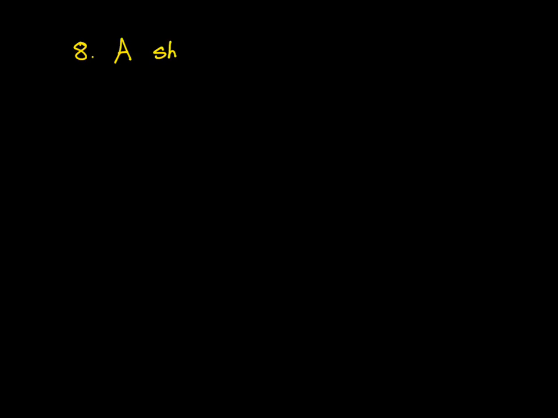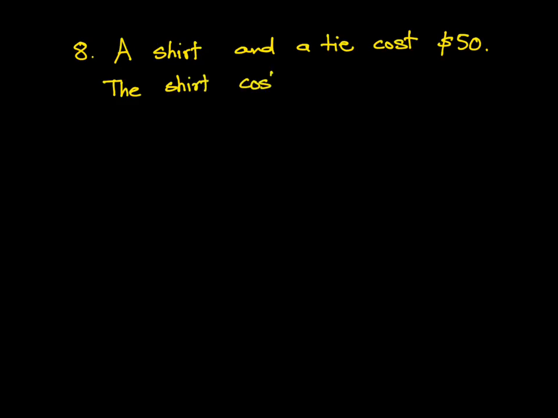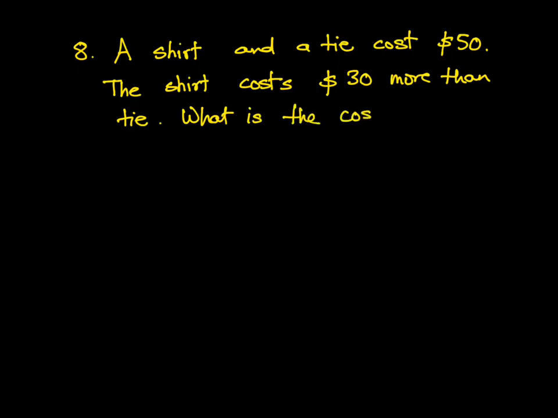Question number 8. This is using our problem solving technique. A shirt and a tie cost a total of $50. The shirt costs $30 more than the tie. And the question is, what is the cost of the shirt? So I want to know here, what's the cost of the shirt?